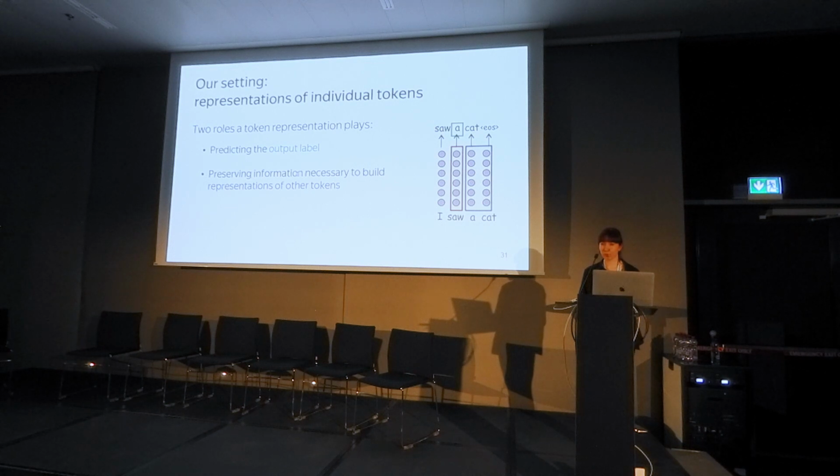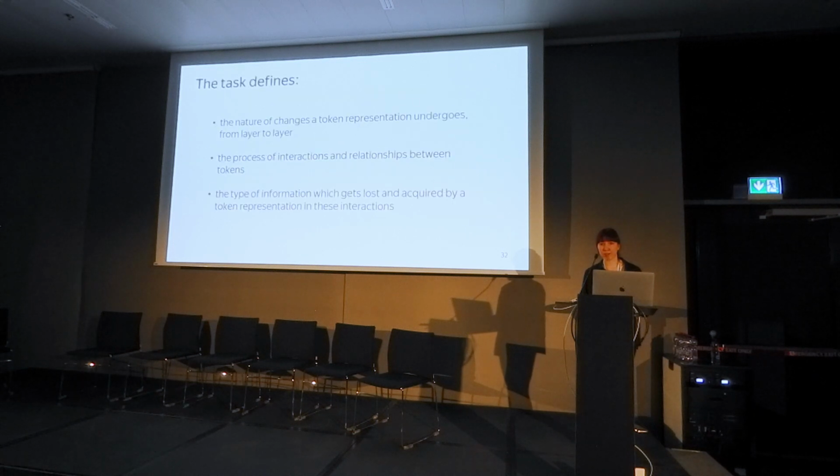For example, a standard left-to-right language model builds representations which are not only useful for predicting the output label, in this case the next token, but also useful for building representations of subsequent tokens in a sentence, which is shown in the picture. And this is different, for example, from a machine translation encoder, where nothing is predicted directly from final representations. So we hypothesize that the training objective, or the task, defines the nature of changes a token representation undergoes from layer to layer, the process of interactions and relationships between tokens, and the type of information which gets lost and acquired by token representation in these interactions.